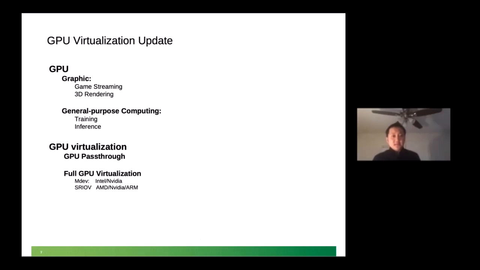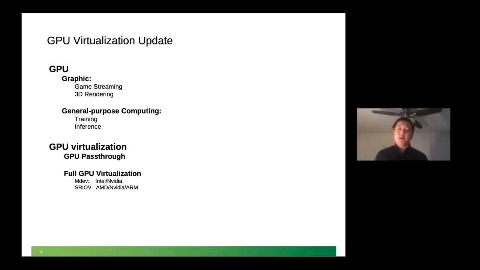And we'll take a quick look at the GPU side. I think everyone is using GPU today. Looking at the GPU, you may see two main uses for it: graphics and computing. Graphics, like game streaming and 3D rendering, and computing, which is more popular today because of AI and machine learning. There are two different types of machine learning: training, where you train a model based on huge data sets, and inference, where you already have the trained model and just make some judgment.